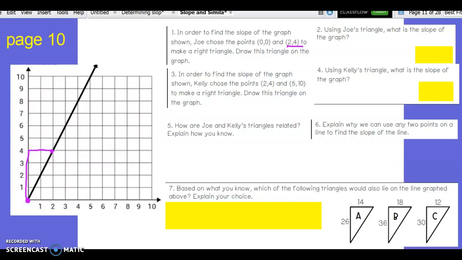The slope is going up 4 over 2. So if you want to calculate this slope for problem number 2, you went up 4, to the right 2, and 4 over 2 simplifies to the number 2.